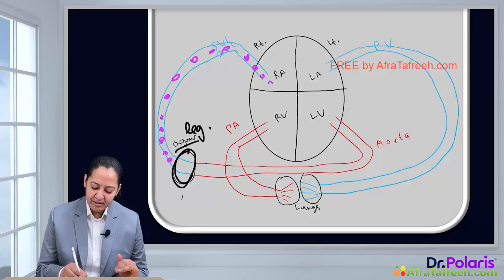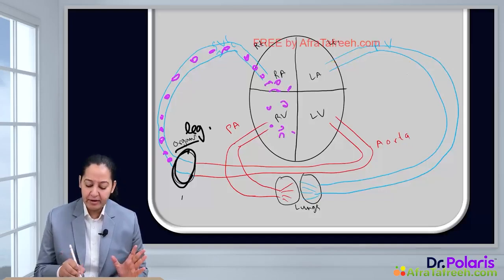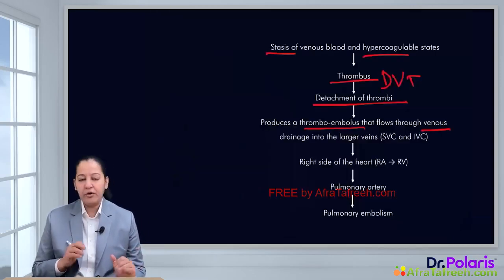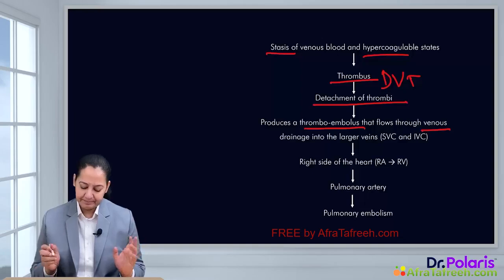On the right side, first it is going to the right atrium. Then through the tricuspid valve it is coming to the right ventricle. From the right ventricle it is coming to the pulmonary artery, and from the pulmonary artery it is going to the lungs and causing pulmonary embolism there. So the complete route is written in front of you in the form of a flow chart. This is how you have to write in the exams.